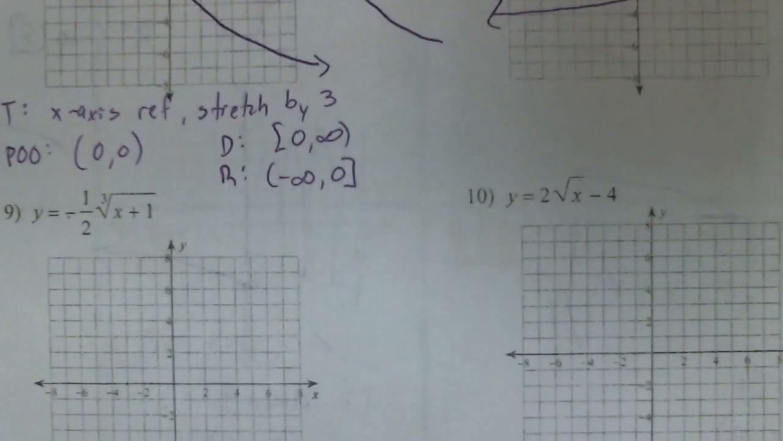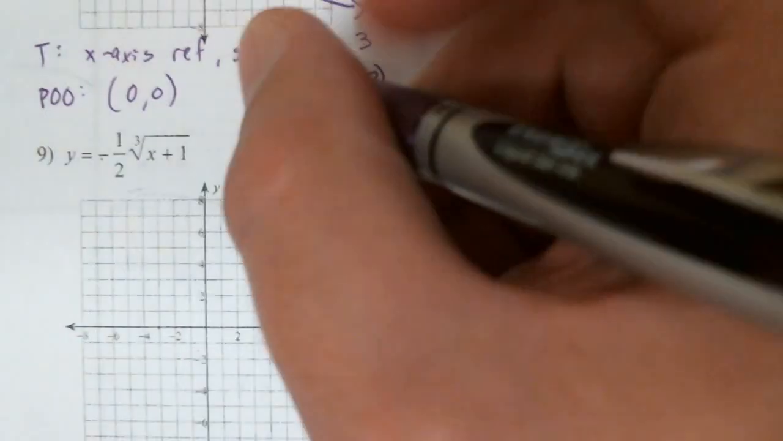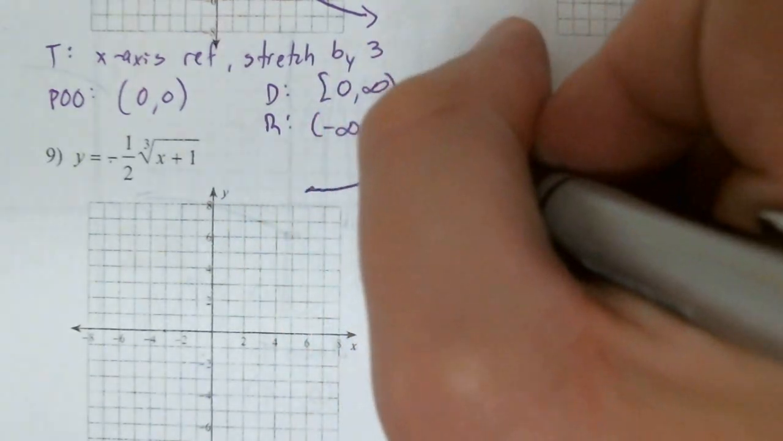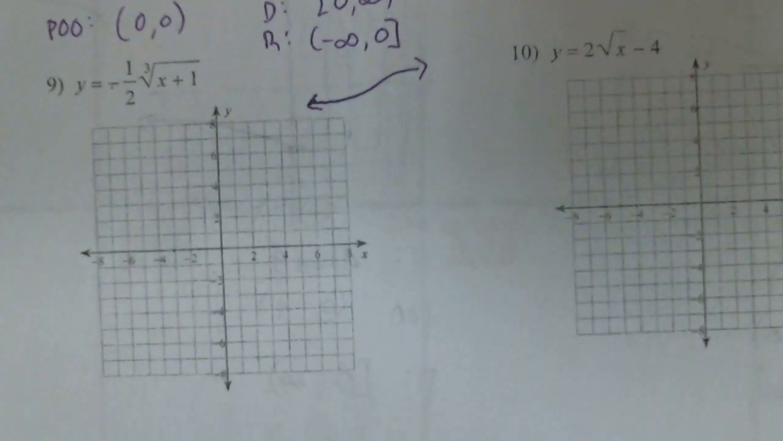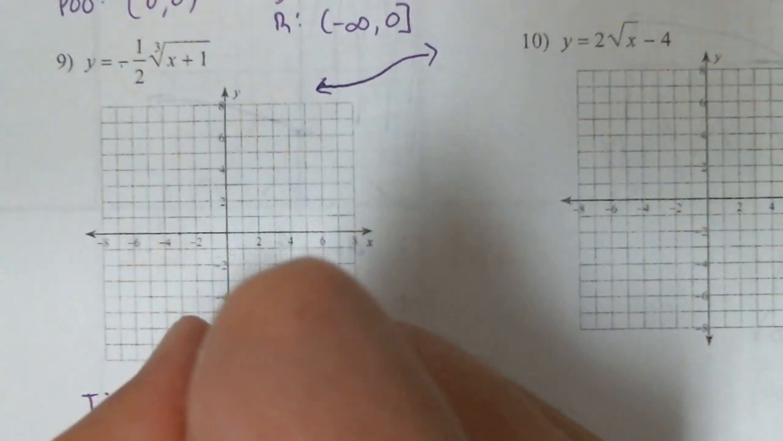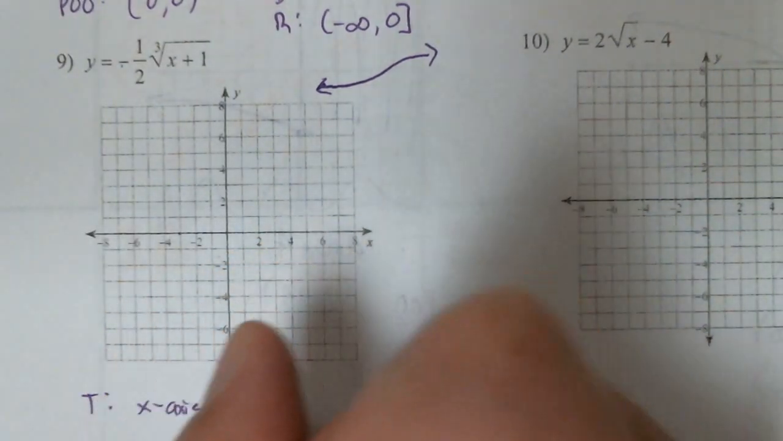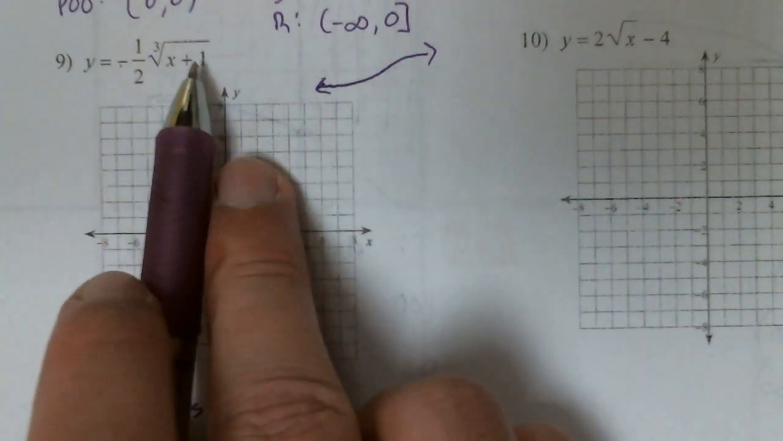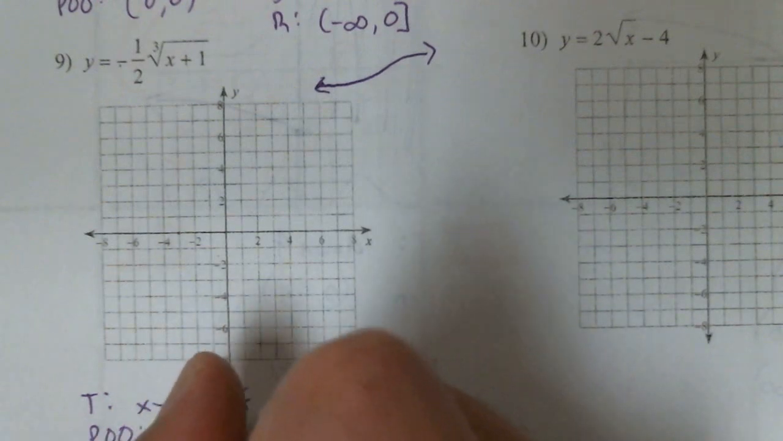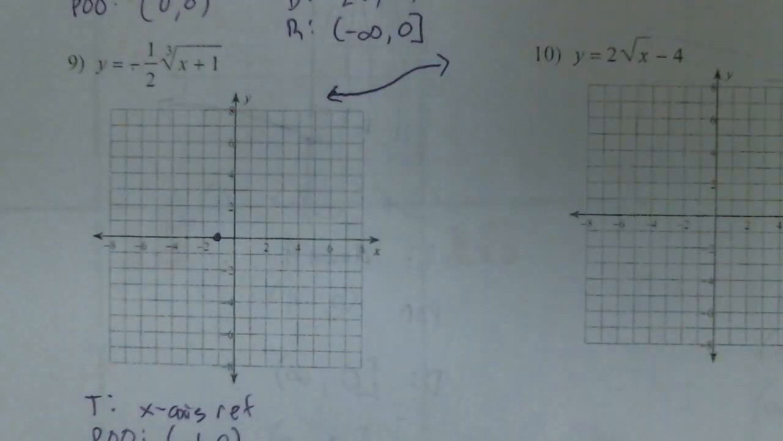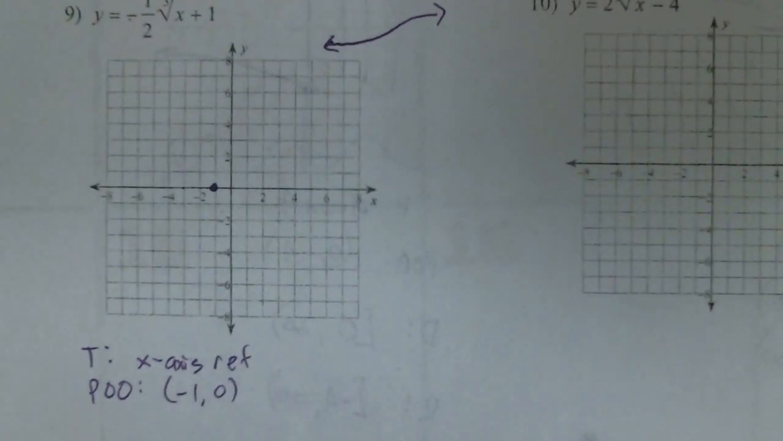All right, home stretch, last 2 here. This is cube root number 9. So again, I'm thinking snake goes up the tree. Okay, transformations. I see a negative, so that's an x-axis reflection. Okay, the point of origin, flip that sign, leave that alone. Negative 1 comma 0. All right, so there's my point of origin.